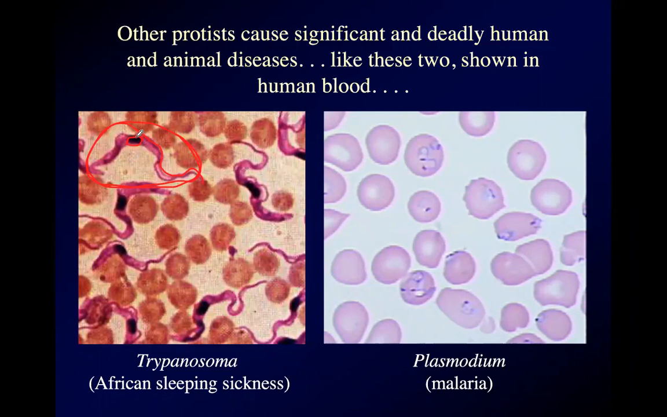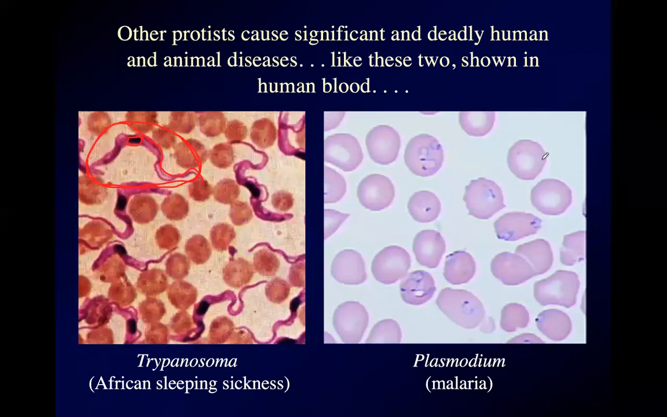In the genus Trypanosoma, that causes African sleeping sickness. It causes severe disease of cattle called Nagana. There's a similar one in South America that causes a chronic illness called Chagas disease.